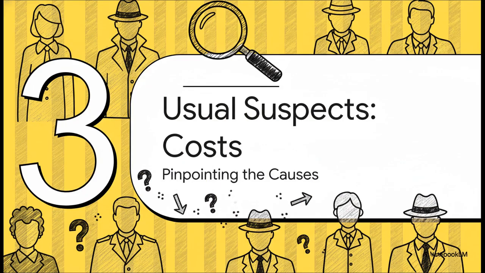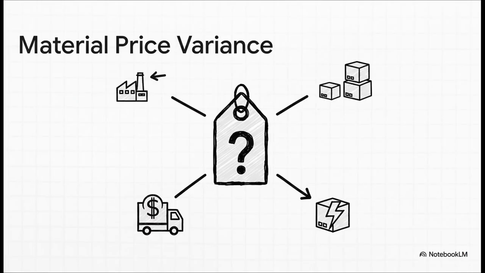Okay, the case is officially open. It's time for the real detective work to begin. We're going to identify the potential culprits behind your cost variances. Let's line up the usual suspects. All right, first suspect, the material price variance. If your material costs are higher than you planned, these are the questions you need to ask.